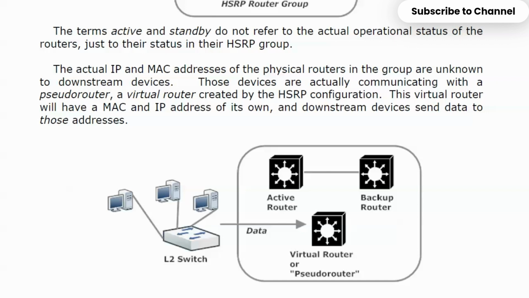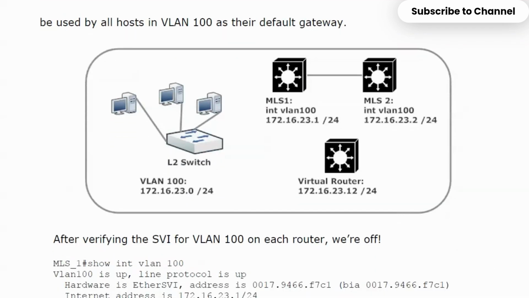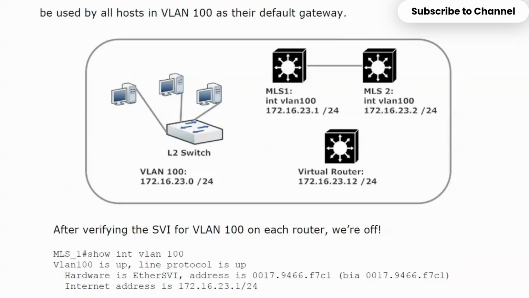It's pretty cool stuff. So we're going to jump right in here with a lab. In our first lab, we're going to have multi-layer switch 1, which has an interface VLAN 100 with an IP address of 172.16.23.1, and multi-layer switch 2, which also has an interface VLAN 100, address 172.16.23.2. Those are the two routers we're putting in the HSRP group. We're going to create a virtual router with this configuration with the IP address 172.16.23.12/24, and it's that address that will be used by all the hosts in VLAN 100 as the default gateway. So here's a diagram for you as well showing you those addresses, and let's go ahead and get started.